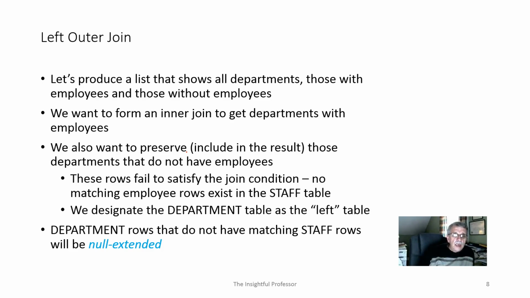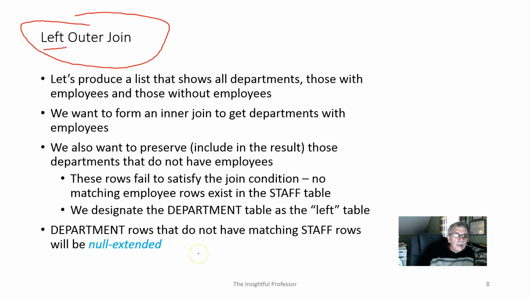That's where the extended syntax comes in to show the outer join. So those rows that fail to satisfy the join condition, that is, there's no matching employee row found in the staff table for a particular department, that is a row we want to keep. So we'll designate the department table as what's called the left table. What we're doing here is something called the left outer join. And we'll explain the difference between left, right, and full as we go through this. So we designate the department table as the left outer table.